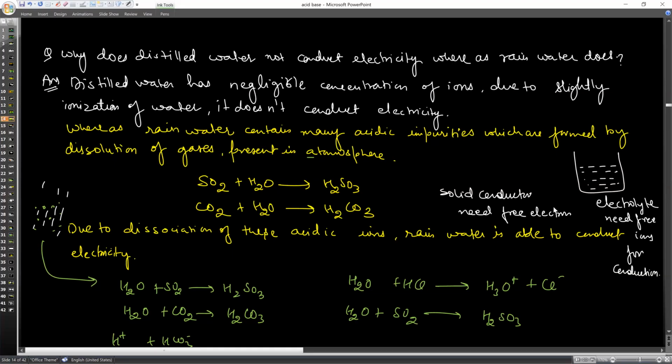Whenever they are added to water, they dissociate into ions, and these are responsible. Okay, do you understand? Is there any doubt why distilled water does not conduct electricity, whereas rainwater does?